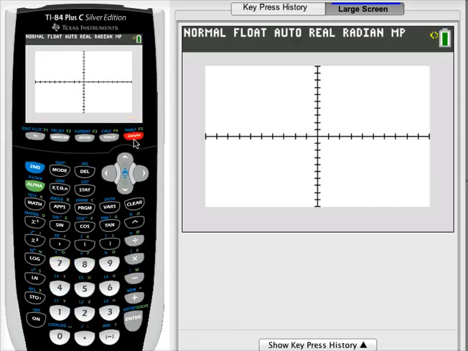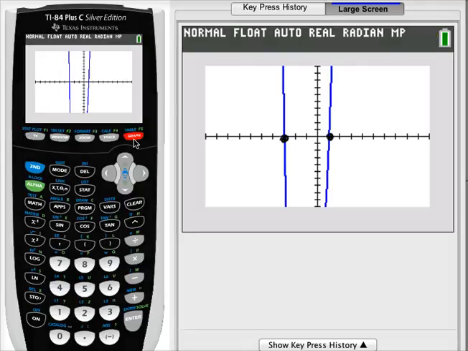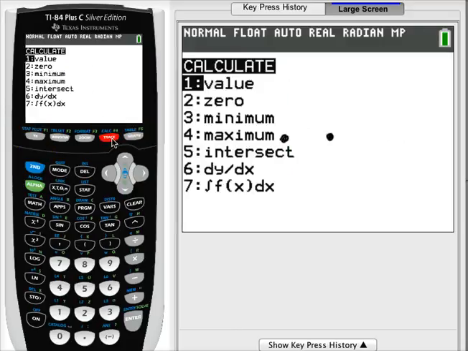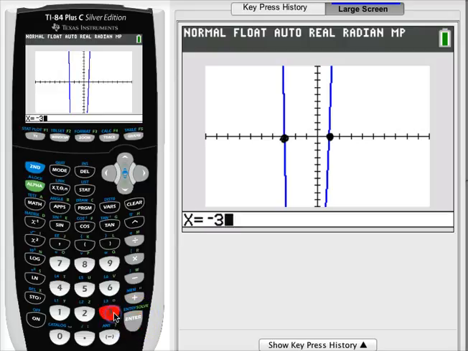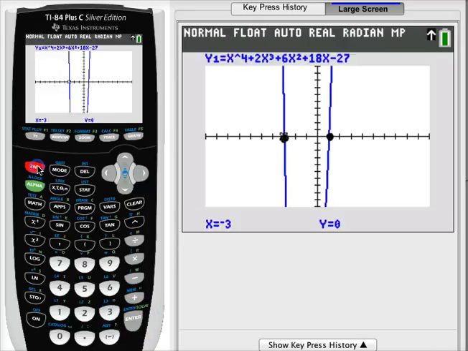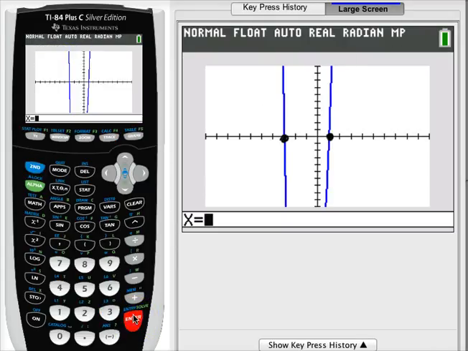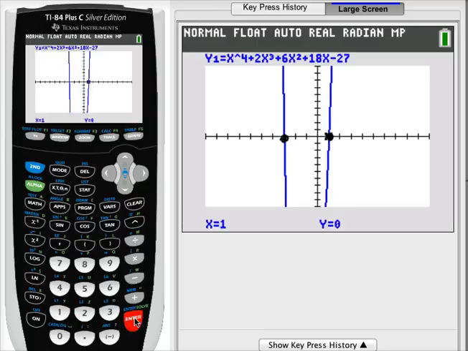So type it in, and I'm going to graph it. All right, and I see two zeros. I see one at -3 and one at 1. And again, it's always a good idea to check to make sure that they're actually truly zeros. So -3 does turn out to be 0, and 1 does turn out to be 0. So we have two zeros right now.